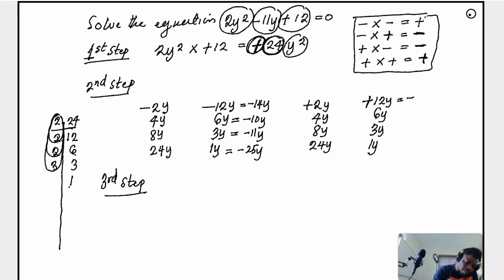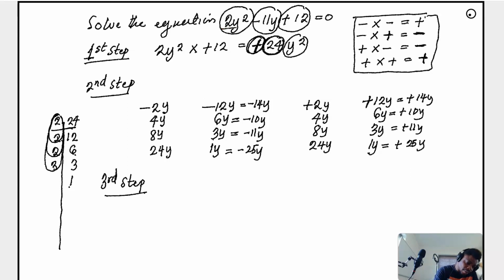Here, plus 14 is just going to be the opposite of what we have here. So if this is minus 14, this will be plus 14. So you don't have to stress yourself. Plus 10y, plus 11y. Okay? So what is going to be the next? Plus 25y.